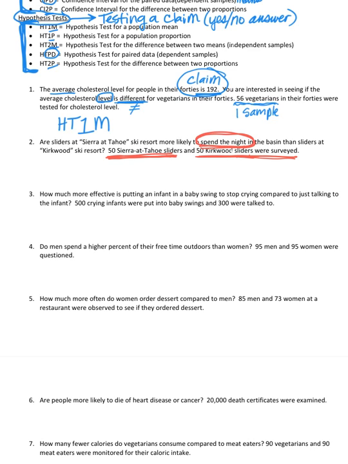So I don't have a claim here necessarily, where I'm trying to estimate how much more that is. If it said how much more is this than that, that would be an estimate, and that would be an interval. But it wants to actually test the claim to see if one number is more than the other. So I think that's a hypothesis test for 2 proportions. Okay, take a look at the next one.